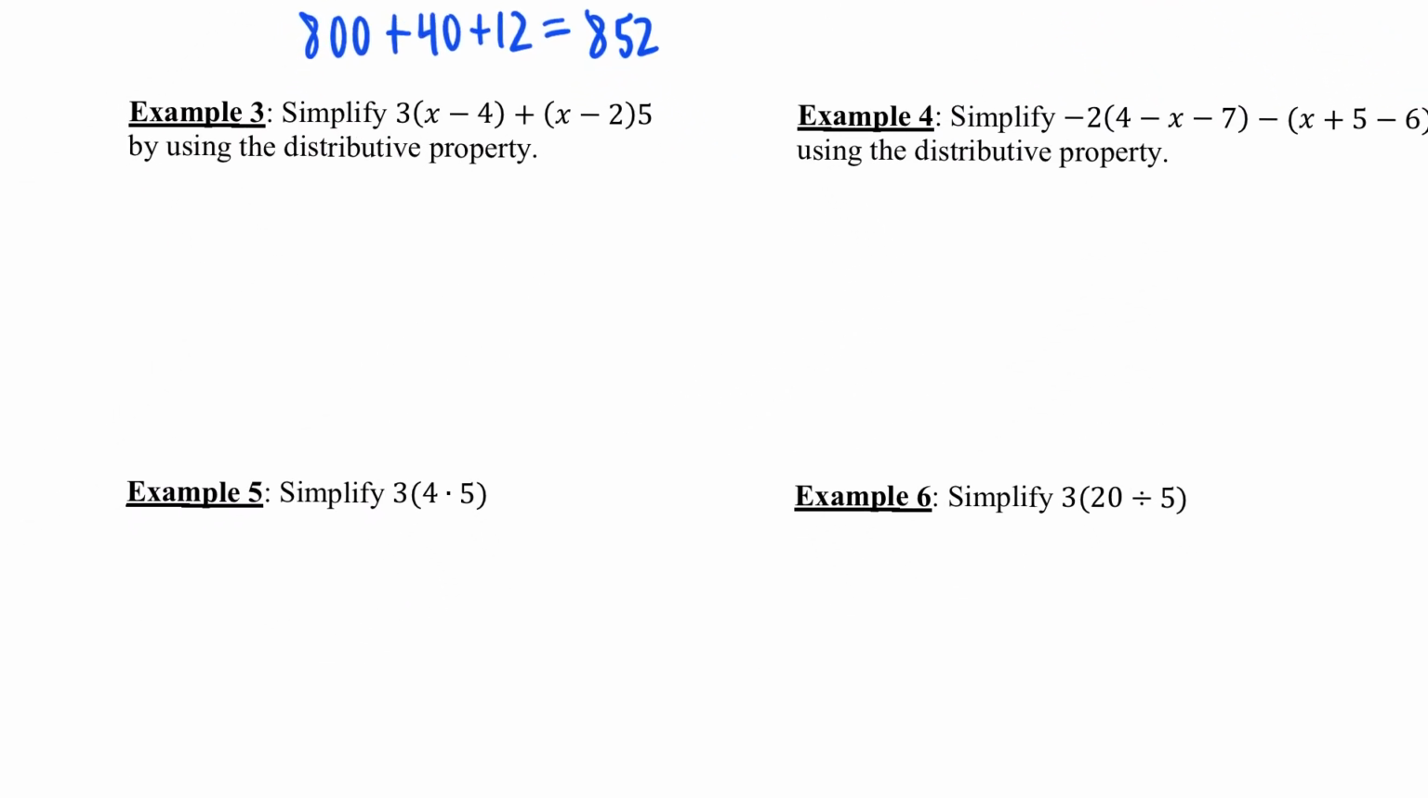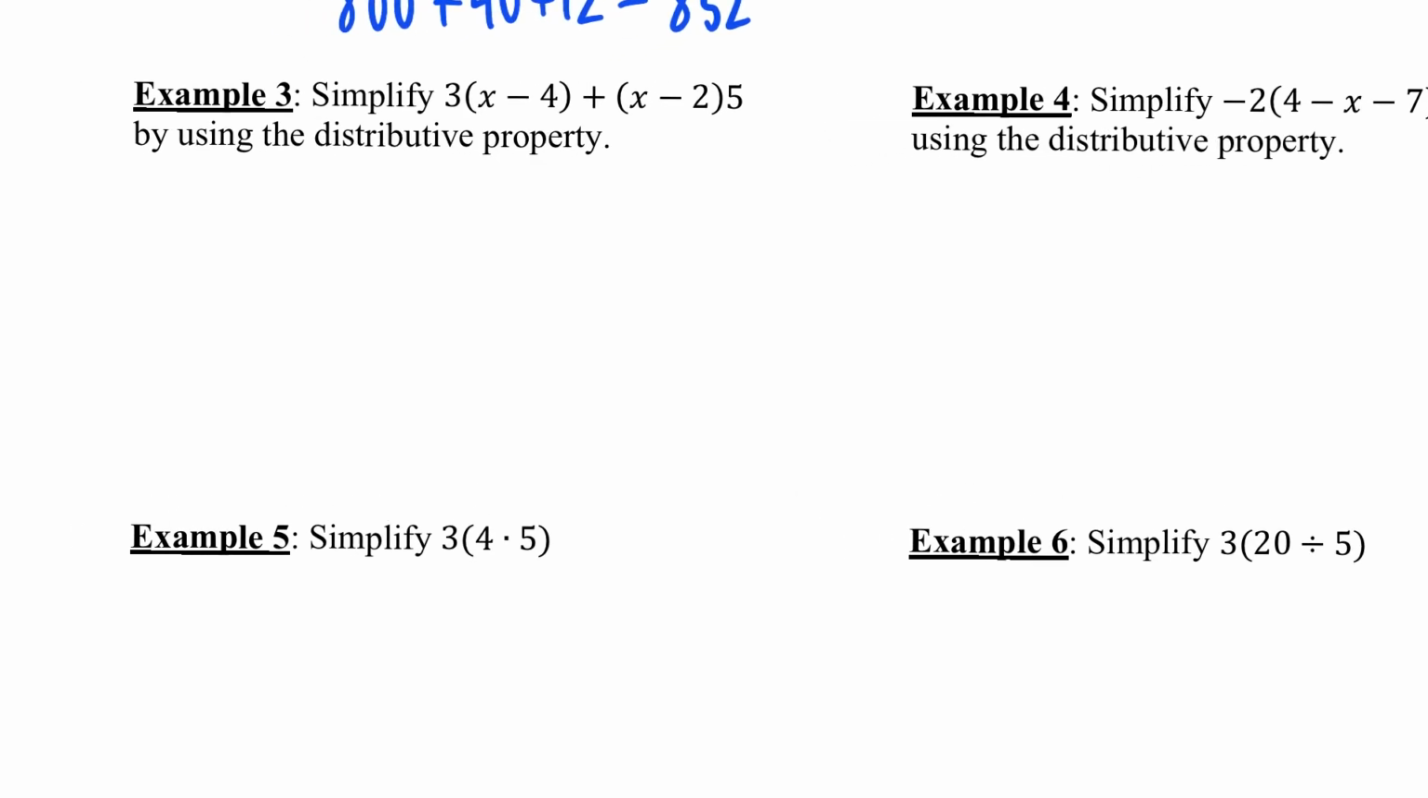Okay, and then we got some variables here, right? So we have some stuff with an x in it. So how would you simplify 3 times x minus 4 plus x minus 2 times 5? So we're going to use the distributive property. We're going to do 3 times x, that's going to be 3x. 3 times negative 4, that's negative 12. And then the 5 is going to be distributed into both of these things. So 5 times x is 5x, and then 5 times negative 2 is minus 10.